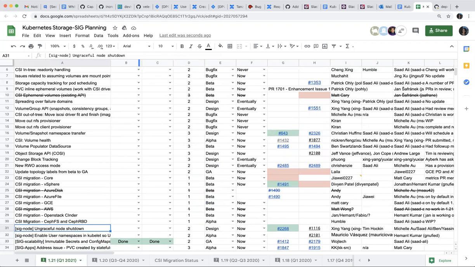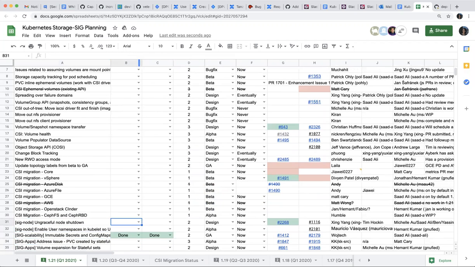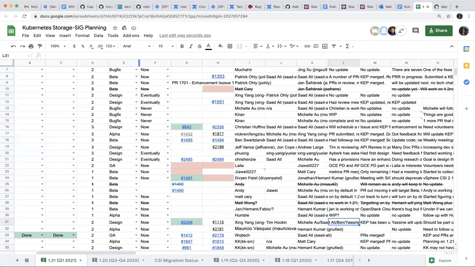Okay, so next one is ungraceful node shutdown. Yeah, so I updated the CAP, and then I'm actually doing some experiments. Based on what the CAP has proposed, I made some changes to the code and see how that behaves. Right now it's still in progress.